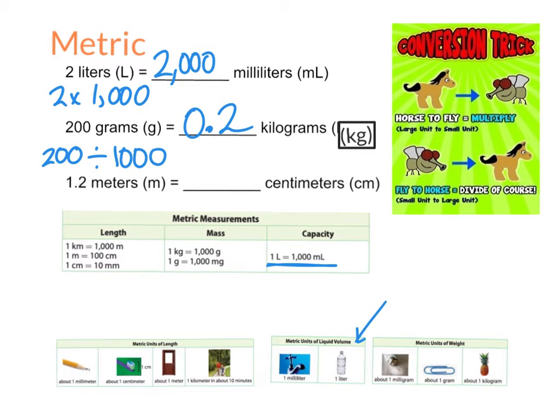All right, 1.2 meters equals how many centimeters? Going from big to small, so large to small. Horse to fly, we multiply. So 1.2 meters. In each meter, there are 100 centimeters, so I'm going to multiply. When I do this multiplication, I end up with 120 centimeters.